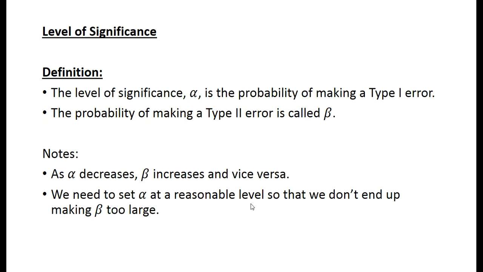Again, we just did a really extreme example, but if we were talking about, say, filling peanut butter jars under what they stated, that would not be as bad as sending an innocent man to jail. So we just want to set alpha at a reasonable level so we don't end up making that type 2 error too large.